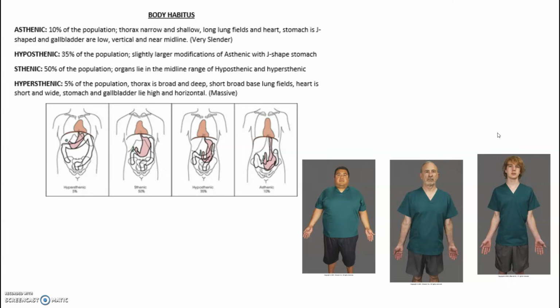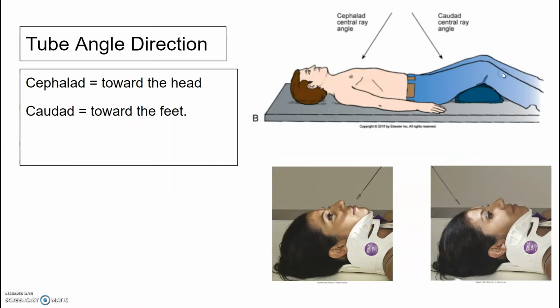Body habitus. Body habitus can sort of make adjustments on where the anatomy will be found, right? Depending on the shape of the stomach, the location of the gallbladder, you know, those kind of things. So most of the ones you're going to hear are sthenic, or hyposthenic or hypersthenic. So I'd like you to know the difference between these. Okay, those could be a flashcard too.